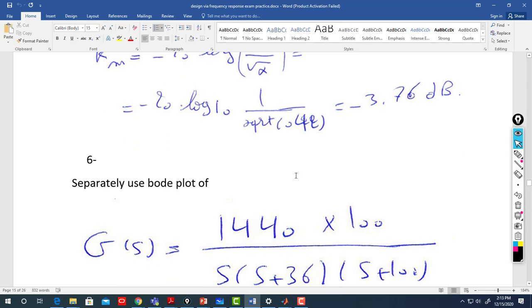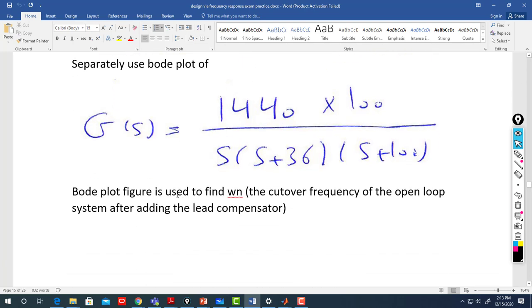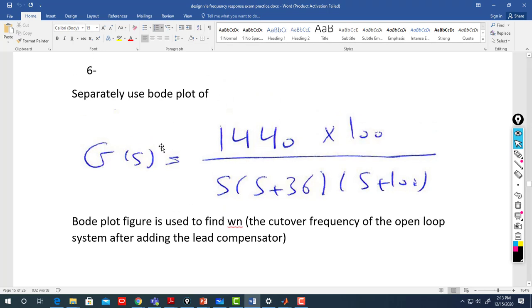Sixth step. Step number 6 is to separately draw the Bode plot of this function, which is basically the gain that you obtained in step number 1. Remember, 1440 times your open loop transfer function, and you draw the Bode diagram. How to draw the Bode plot of G? You say bode of G, and you get the Bode diagram of it. But this is step number 6 that you need to follow.